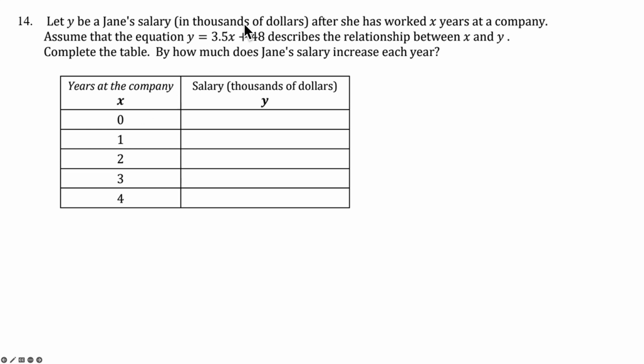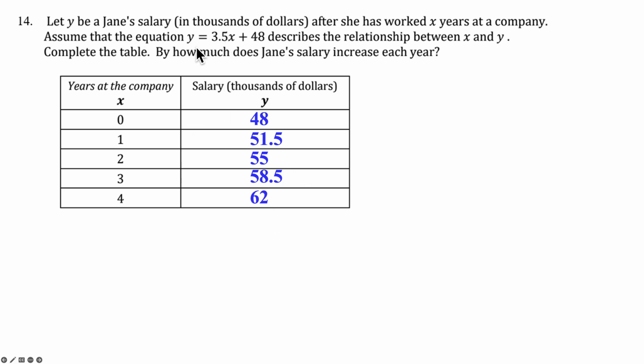All right, so 0, that's my 48. Okay, so here we increase by 1, so now we're going to add 3.5 to 48. That's 51.5. Add another 3.5, that's 55. Add another 3.5, 58.5. Add another 3.5, 62.